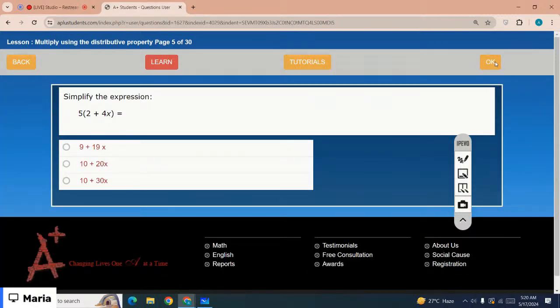The next one is simplify the expression. So which is the correct option? That is 5 times 2 is 10 and 5 times 4 is 20. So the correct option is 10 plus 20x. Option number 2 is the correct option.